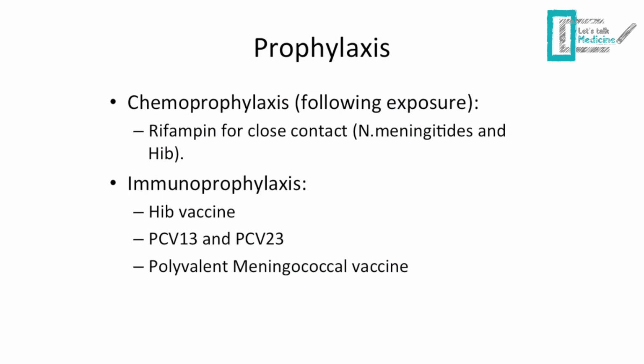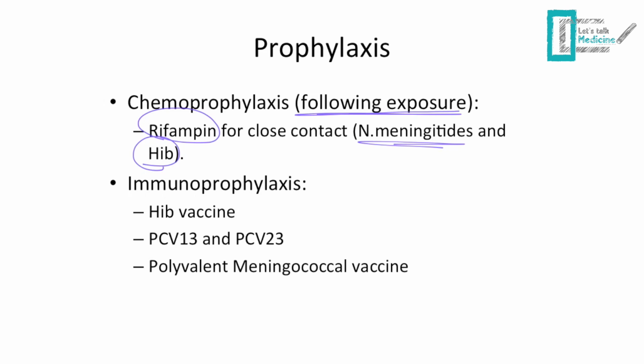Now coming to the final part of this lecture, which is prophylaxis or immunization. So we have chemoprophylaxis, which follows exposure for people who are in close contact with a meningitis patient, for example, the family and the nursery kids and those types of populations. So you usually give rifampin as chemoprophylaxis, especially for Neisseria meningitidis and Haemophilus influenzae meningitis.